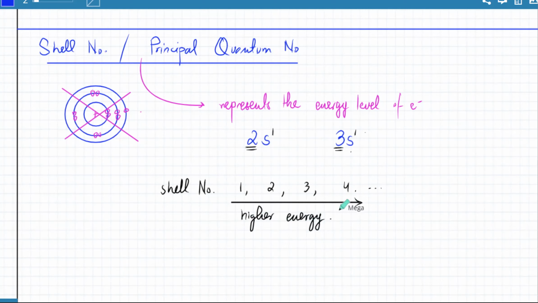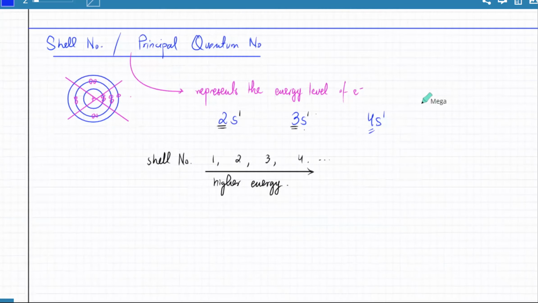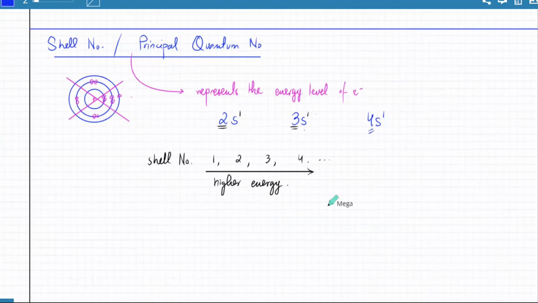So when I write 4s, that means the electron is even more energetic. So when I write 4s1, that means the electron is in an s orbital or s subshell, and it's more energetic. So what difference does it make to the electron if it's more energetic, or what difference does it make to the orbital?